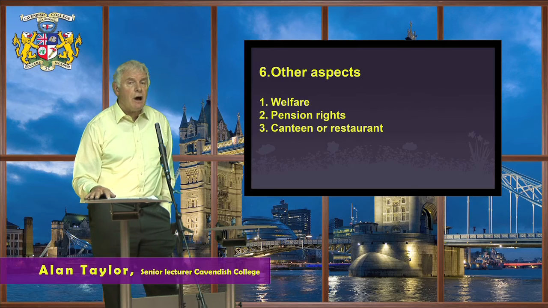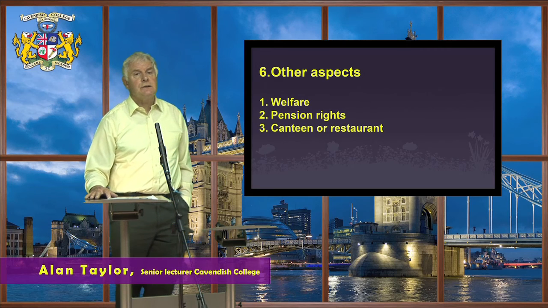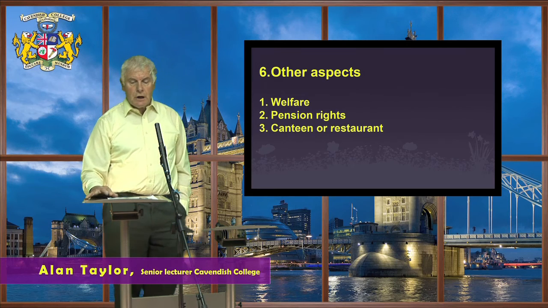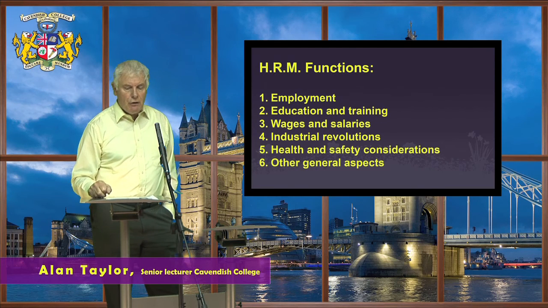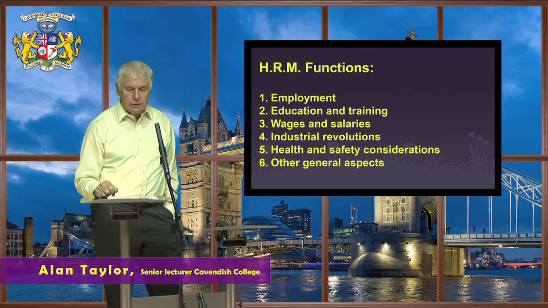So the 6 areas that I've identified here in relation to human resources are 1, employment, 2, education and training, 3, wages and salaries, 4, industrial relations, 5, health and safety, and 6, the other general aspects.